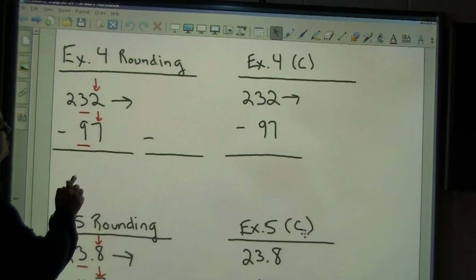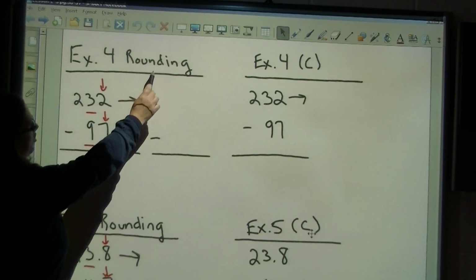Okay, fifth grade, we're going to continue here with some more practicing. Example number 4 here on rounding.